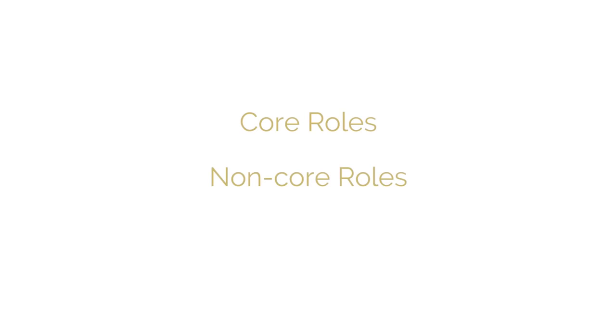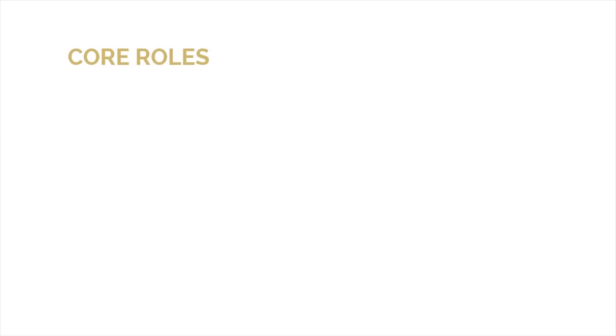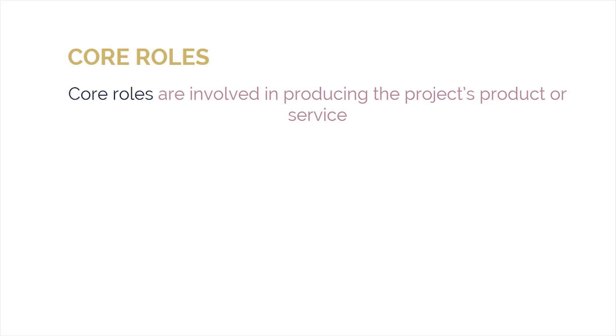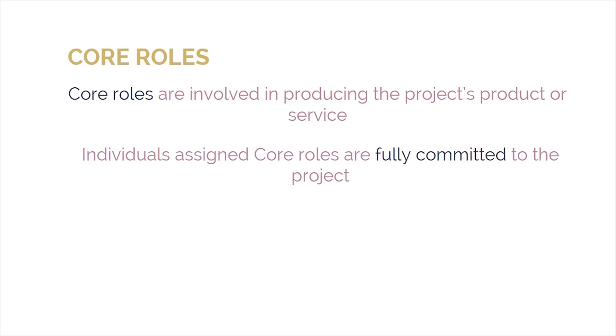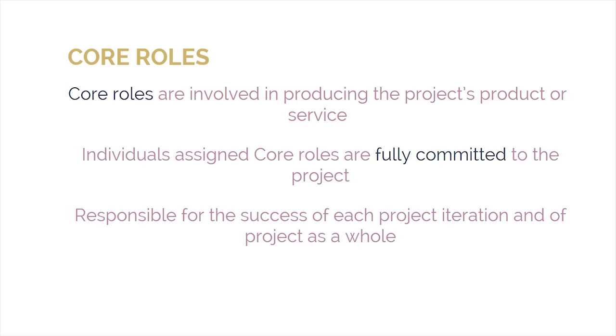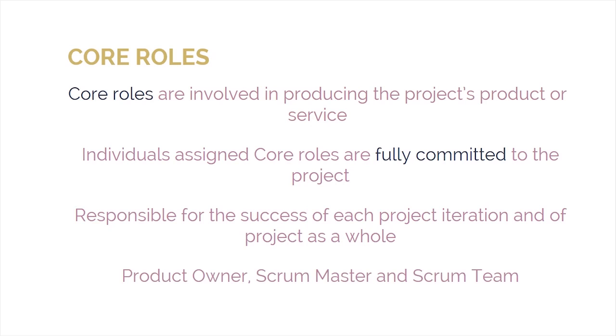Evidently, Scrum roles fall into 2 broad categories, core roles and non-core roles. Core roles are those that are involved in producing the project's product or service. Individuals who are assigned core roles are fully committed to the project. They are ultimately responsible for the success of each project iteration and of the project as a whole. Core roles are assigned to the product owner, Scrum Master, and the Scrum team.